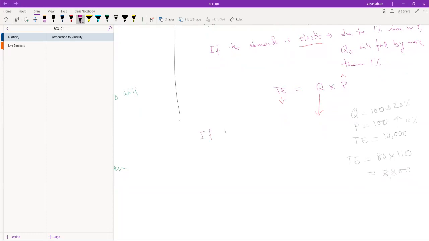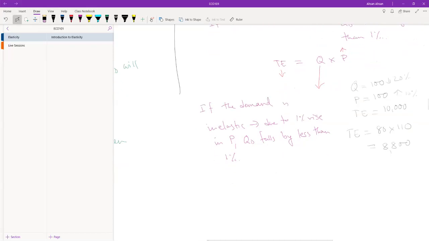However, if demand is inelastic, what happens? Due to a 1% rise in price, QD falls by less than 1%. So let's take a look at the same example once again. Suppose Q equals 100, P equals 100, and total expenditure is therefore 10,000. But now price goes up by the same amount, let's say 10%, but now Q falls by less than 10%, so suppose 5%.